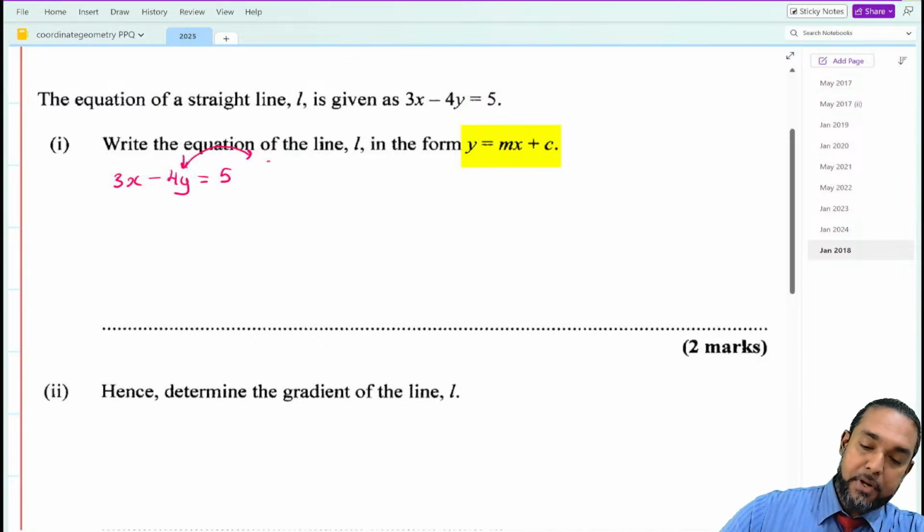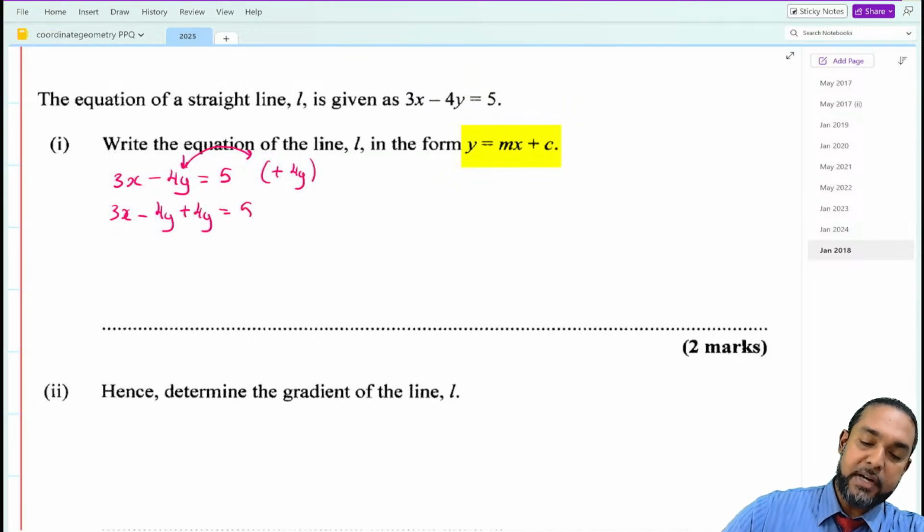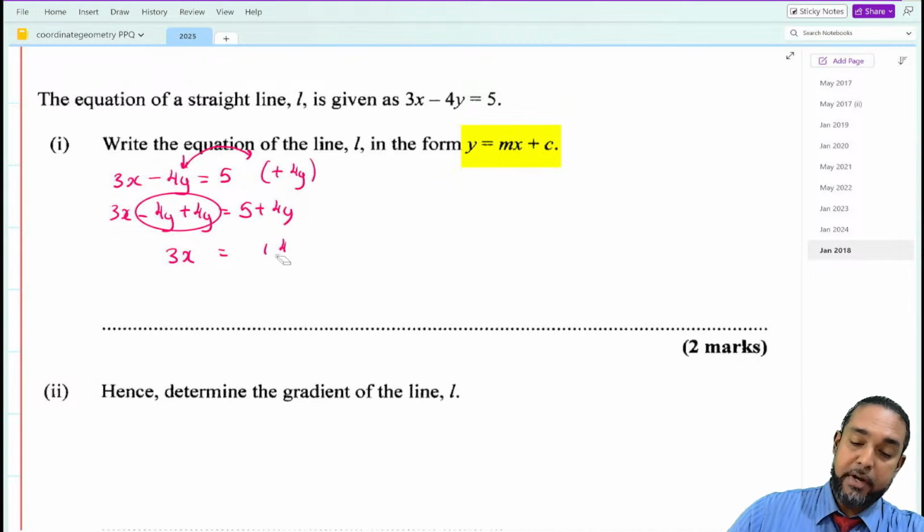So what's going to happen here? We're going to add 4y to both sides of the equation. So let's show it along with all the gory details. Now, when you have minus 4y plus 4y here, it cancels to 0, leaving us with just 3x. And then you have 5 plus 4y, right? Which we could also rewrite as 4y plus 5.